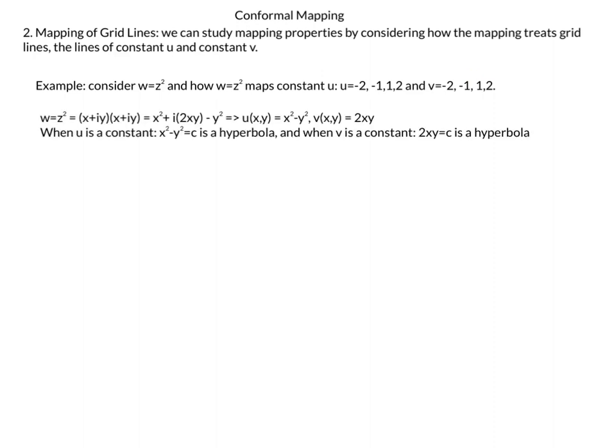Writing our z as x plus iy, we see that w equals z squared is x squared plus i2xy minus y squared, which means our u, the real part of our complex number, is x squared minus y squared, and our v, the imaginary part or the part that gets multiplied by i, is 2xy. What we see is when u is constant, when we set x squared minus y squared equals c, we get a hyperbola. And when v is a constant, we get 2xy equals c, also a hyperbola.